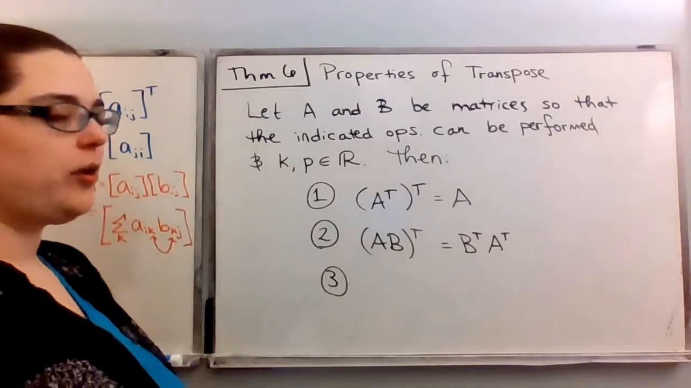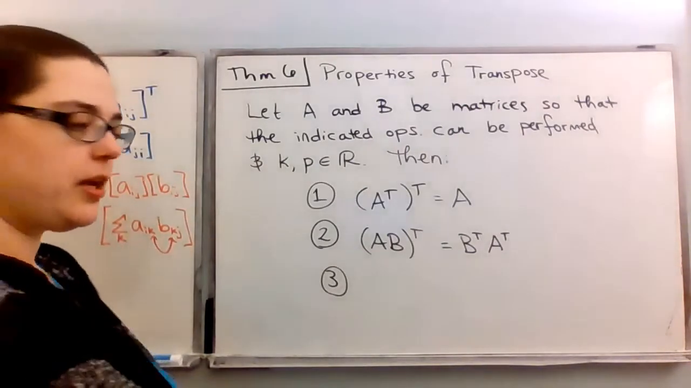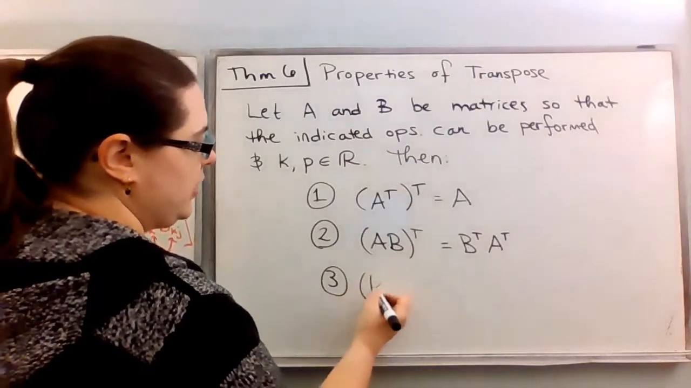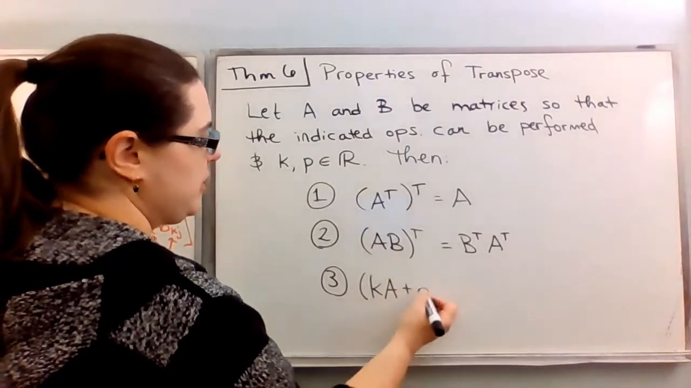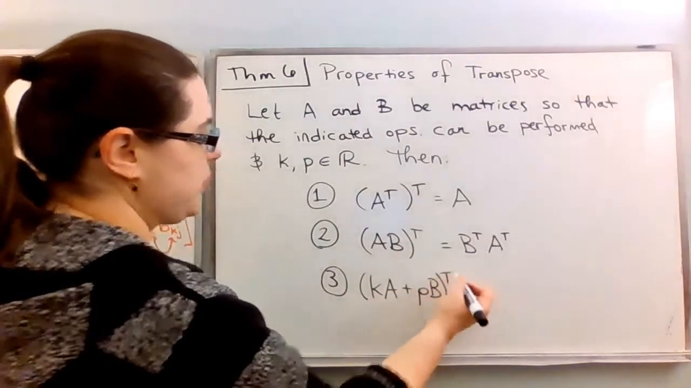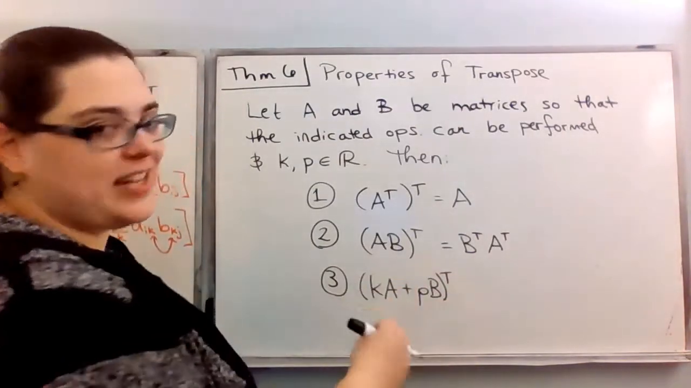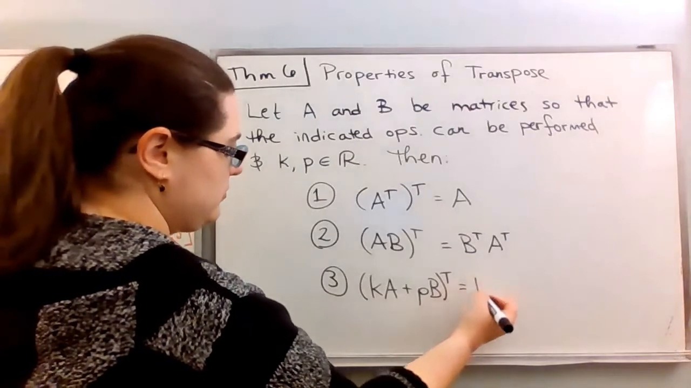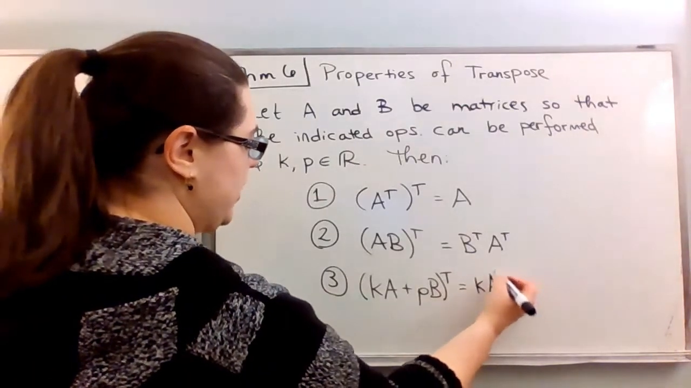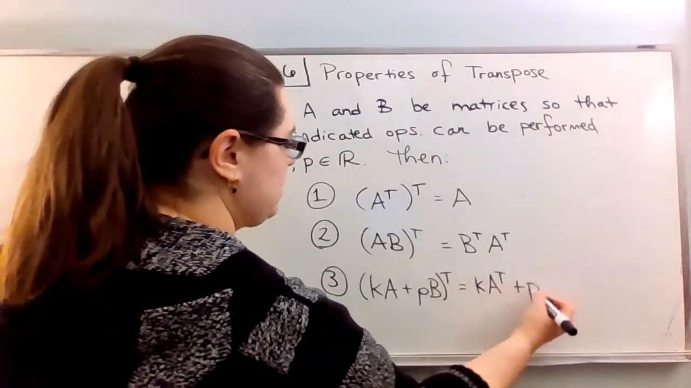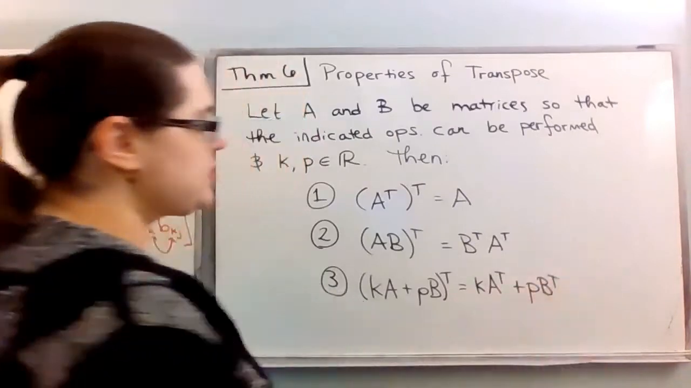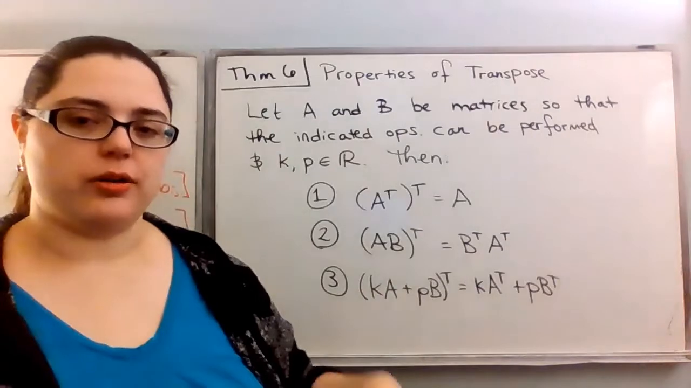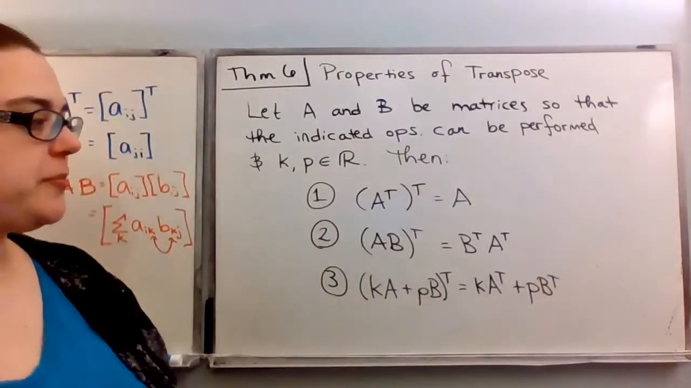And lastly, our third property has to do with a sum and scalar product. So if I have (kA plus pB) transpose, this time we can distribute transpose. So we're going to get k times A transpose plus p times B transpose. So these are our 3 properties of transpose.